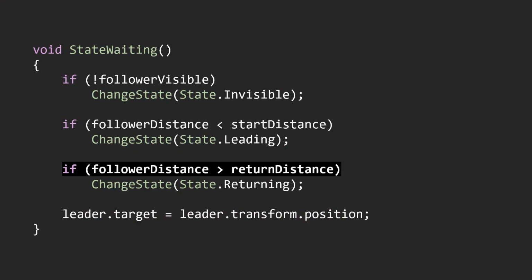The last transition rule defines that if the follower distance is bigger than the return distance, we should change the state to returning. The return distance in this case is the maximum distance that the player is allowed to walk away from the NPC before the NPC will return. All the other states also have a function similar to this one, and if you're interested in that, there's a link to the source code for the buddy lead system in the description.